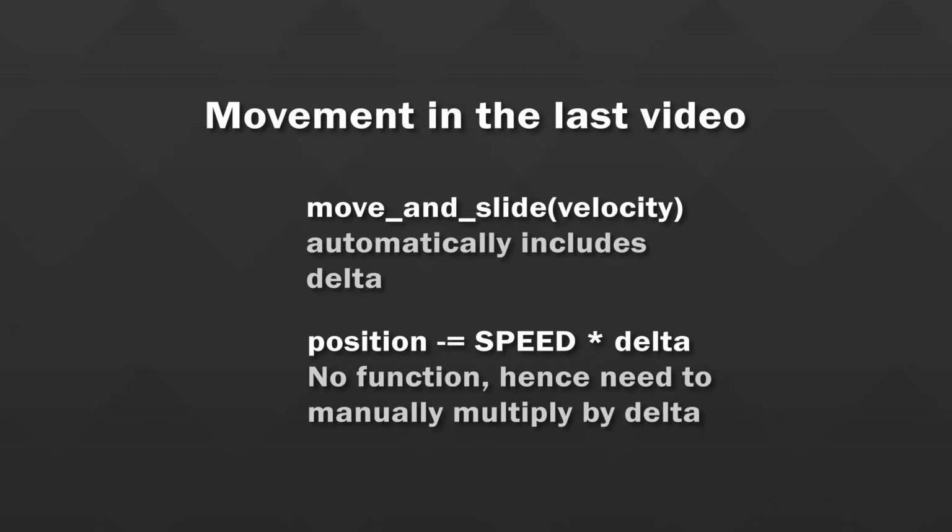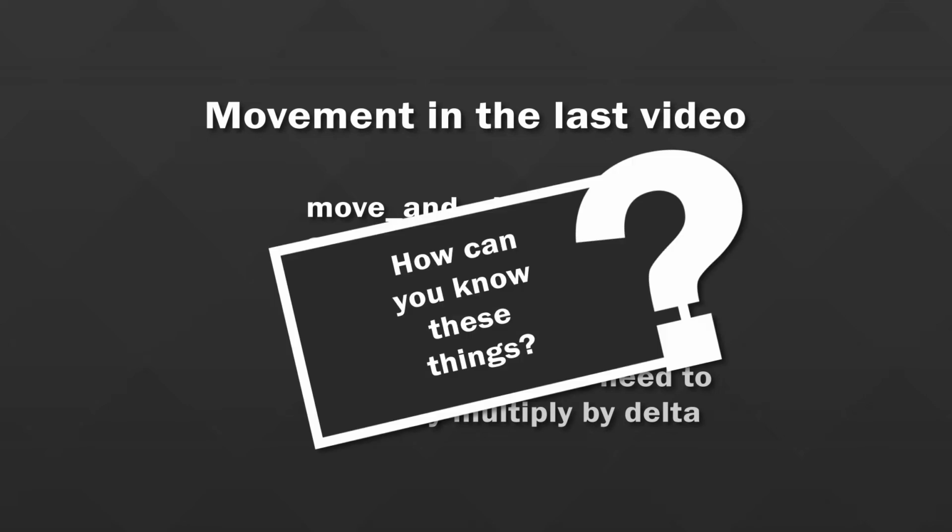Whereas obstacle does not multiply it by delta, so we have to do it manually here, whereas move and slide already multiplies velocity by delta on every frame, so there's no point in multiplying it again. Now that being said, you might have another question, and that would be, how can you possibly know which one is multiplied by delta and which one is not multiplied by delta? And that's also a really good question.